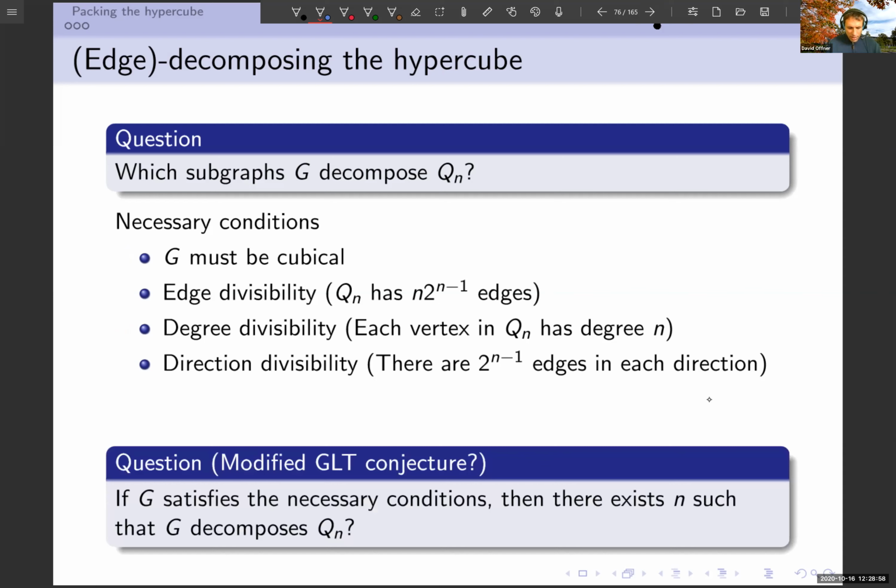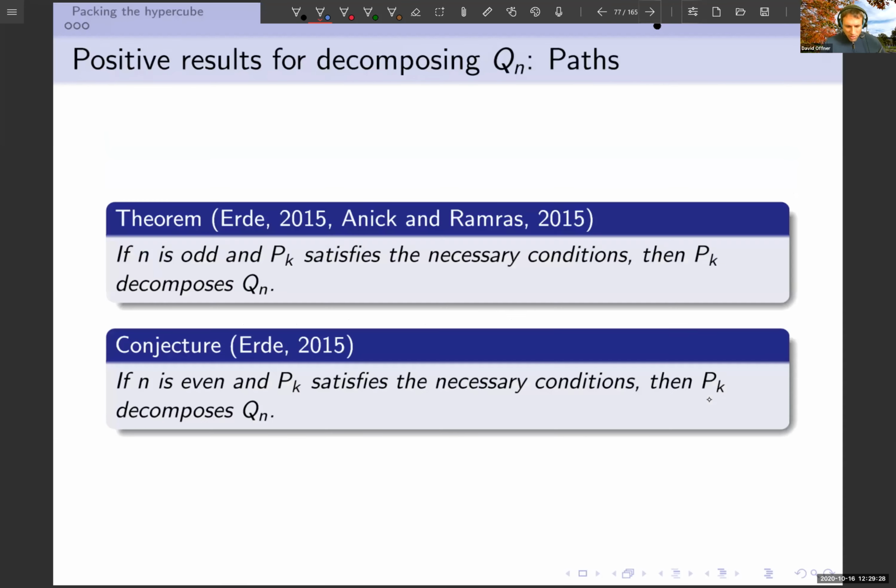Okay, and so the obvious big open question is the same as the GLT conjecture: if G satisfies these necessary conditions, are they sufficient? As far as I know, no one has been courageous enough to actually conjecture that this is true, but if not, we'll just keep adding necessary conditions until it is. Good. So that's sort of the negative result.